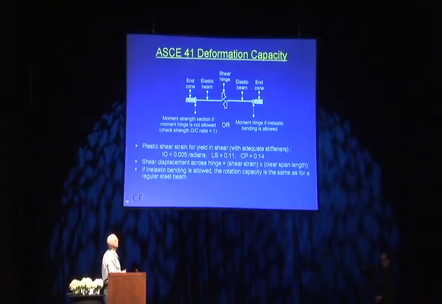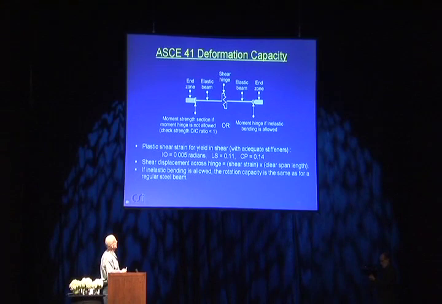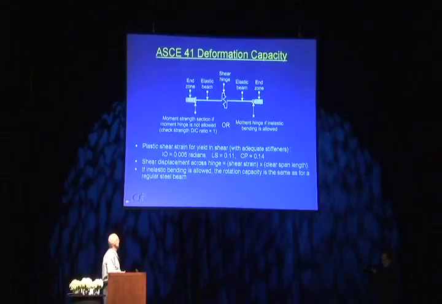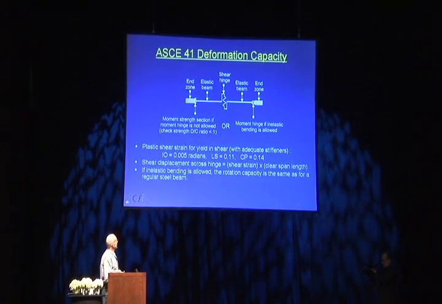The ASCE deformation capacity for this, well, let's look at this. Let's look at the shear hinge first. There's a number of things in this diagram. I'll come back to this in just a moment. If you look at the shear hinge, the plastic shear strain for yield in shear, and this is an adequately stiffened shear link, would be 0.5% for IO, 11% for life safety, and 14% for collapse prevention. That's a pretty big shear strain. So it's pretty generous. It's also necessary because these things tend to be fairly short. The shear displacement is shear strain times the clear span length.